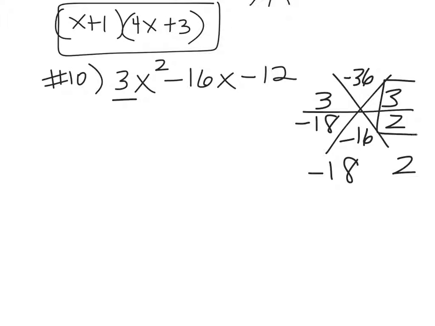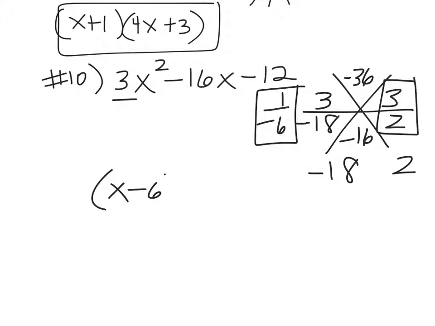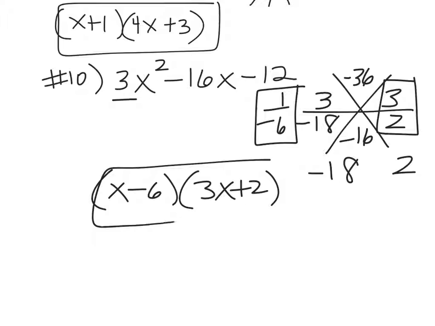If you notice, 3 over 2 does not reduce, but 3 over negative 18 does. It reduces to 1 over negative 6. Keep the negative on the bottom. So I get x minus 6 times 3x plus 2. Who got that? You did? Good, good. See, it's the same pattern every time. You just do it that way.